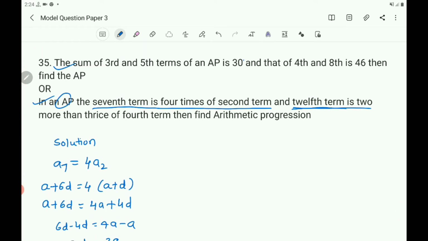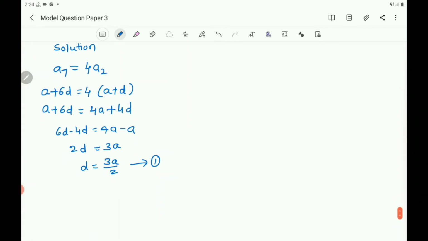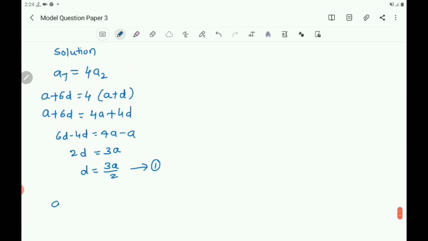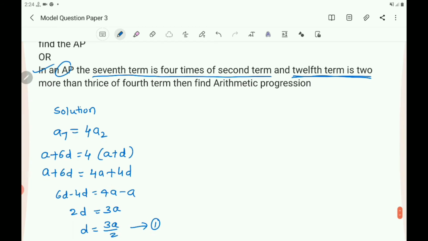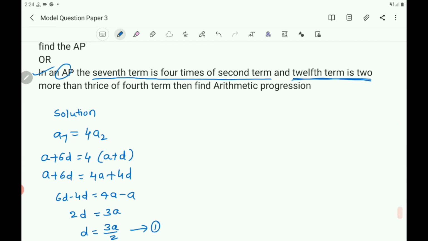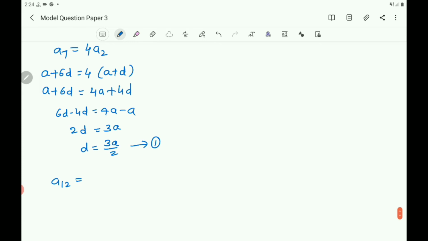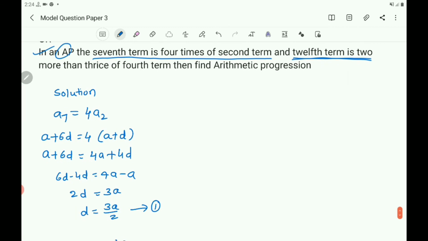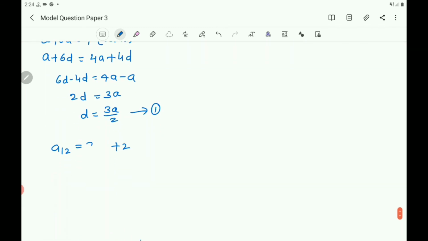Now take the next relation. 12th term is 2 more than thrice of 4th term. 12th term means A12. A12 equals 2 more than thrice of 4th term. Here 2 more means plus 2. Thrice of 4th term: 4th term is A4, thrice of 4th term means 3A4. So the relation is A12 equals 3A4 plus 2.